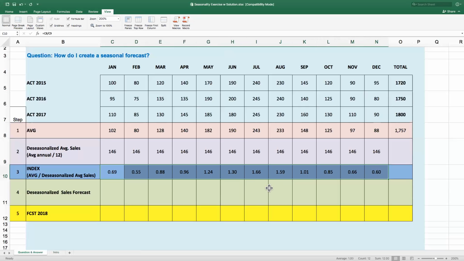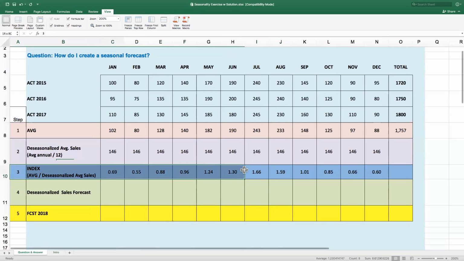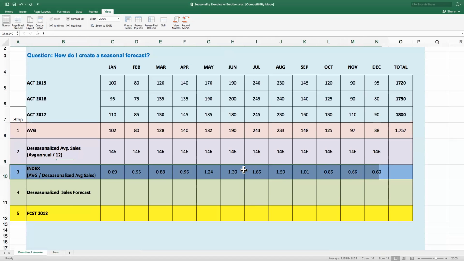And you're going to see very easily that in some months we sell more than the simple average of 146 per month. So much so that in July, you sell 166%, 1.66 above the average, the very simple average. So in creating a seasonalized forecast, this is the number that you really need. You really need to understand, okay, what is my experience from the simple average of each month?